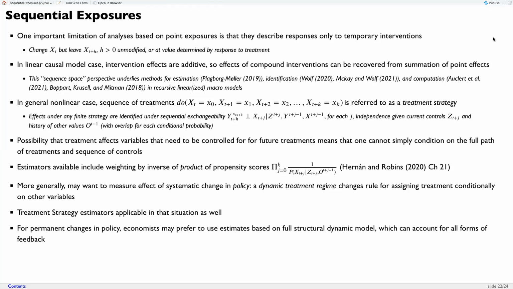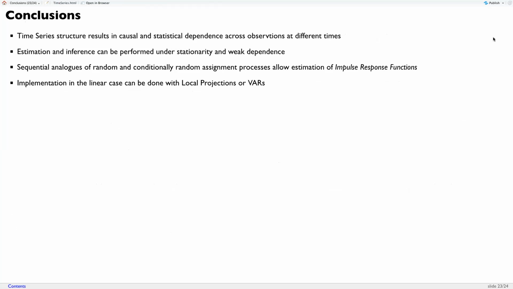This has sort of been applied in panel data in many settings. In economics, mostly people try and answer these questions with fully specified dynamic models, which, if you have a correctly specified causal model, can certainly work, though this is usually done in a highly parametric fashion. So in conclusion, time series induces statistical and causal dependence across observations at the same and different times.